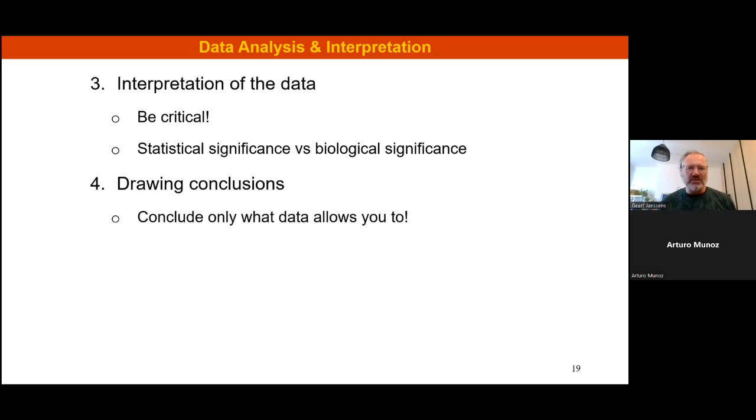So drawing conclusions is: conclude only what data allows you to. Sometimes people start building on their data and say, okay, when we see a 1% difference in vitamin D, it means that the group with the lowest vitamin D level is less healthy. No, you can't conclude that because you didn't measure the health of the individuals. So you have to stick to your data and say, it may mean something to the health of the animals, but we don't know. We can just report that there is a difference in vitamin D.